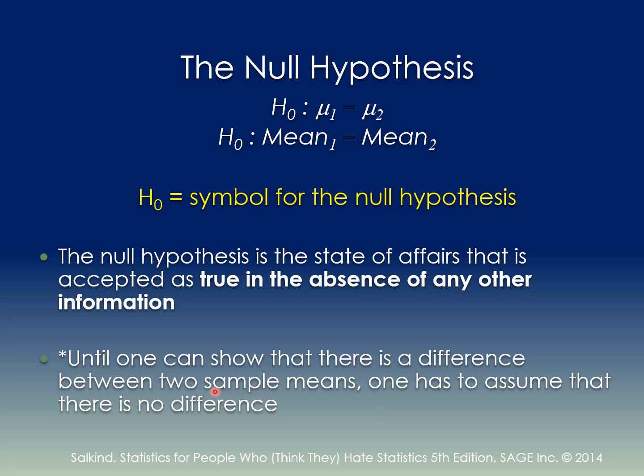Okay, so to conclude here, until one can show that there is a difference between two sample means, I'm using differences as my example, one has to assume that there is no difference. That's the first assumption that you make going into a research experiment. If you're trying to use mathematics to disprove something, you assume at the beginning there's no difference between the means. Even though you think there's going to be a difference between the two means, you say, nope, there's no difference between the two means in terms of what we found here. And then you go and set out to disprove that.